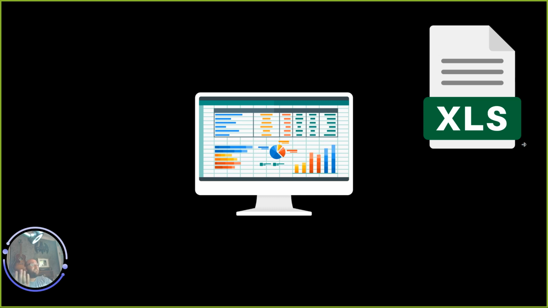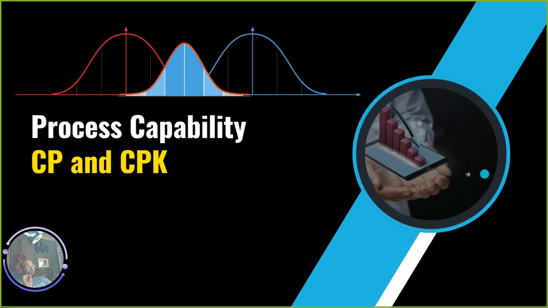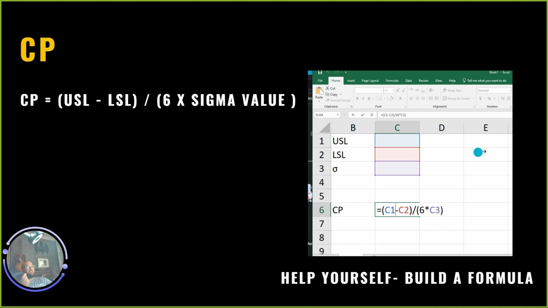So what I want you guys to look at now is building this in Excel, right? So process capability, CP and CPK, and understanding how to input it into Excel and get the data extraction that you need. So I'm going to go ahead and pause the video, and I want you guys to build out this formula into Excel.